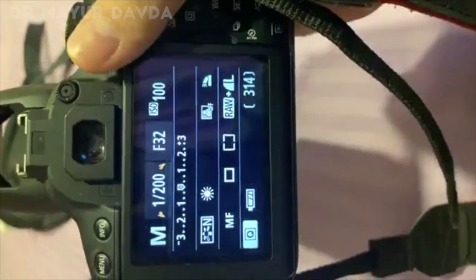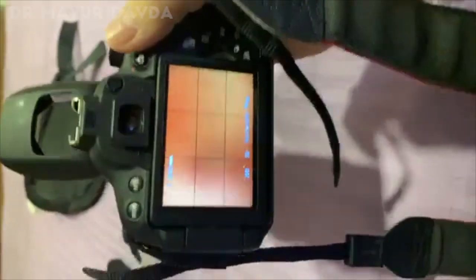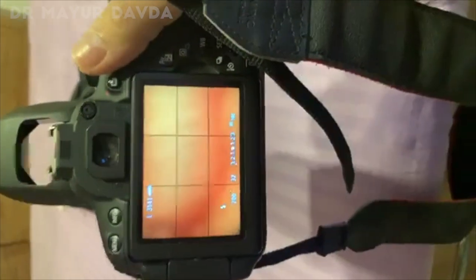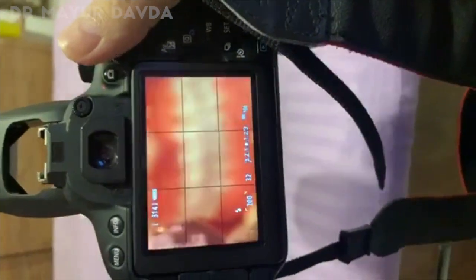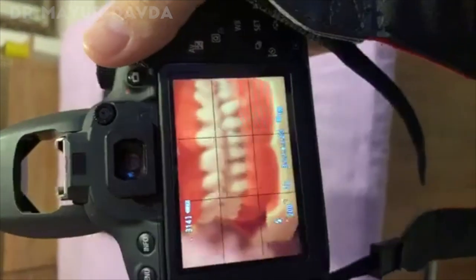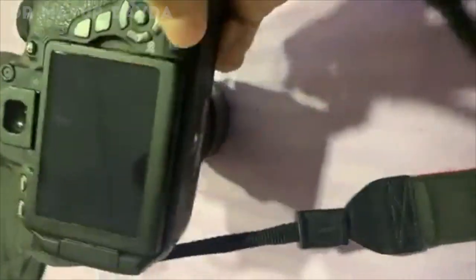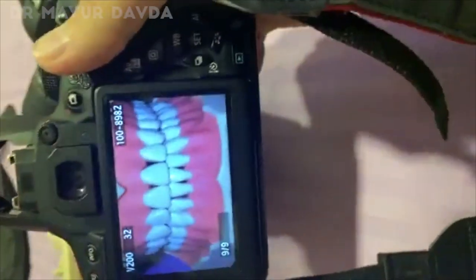So because I want to show it to all of you, I'll probably put it on live view, and I'll start showing you how we have to take a picture. Right, so this is the inbuilt flash that I'm showing you all, and this is the image that we have managed to get with our inbuilt flash.